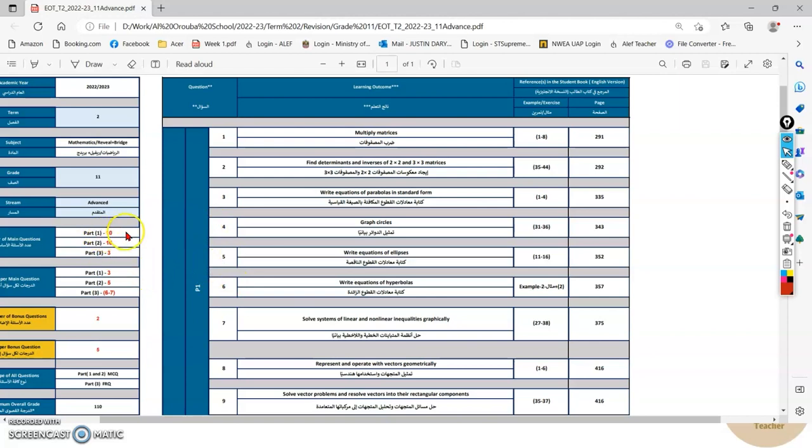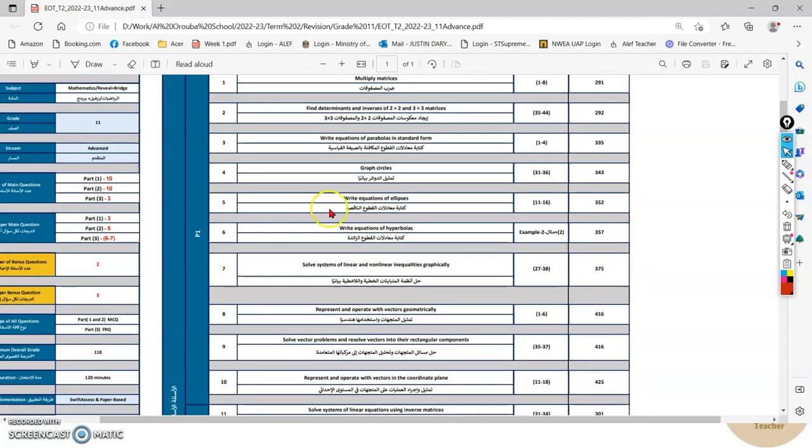The first part will have 10 questions. Each of the questions will carry only 3 marks. These are supposed to be easier types of questions, it will not be in depth. It's easy to solve, and all of this will be on the computer itself.